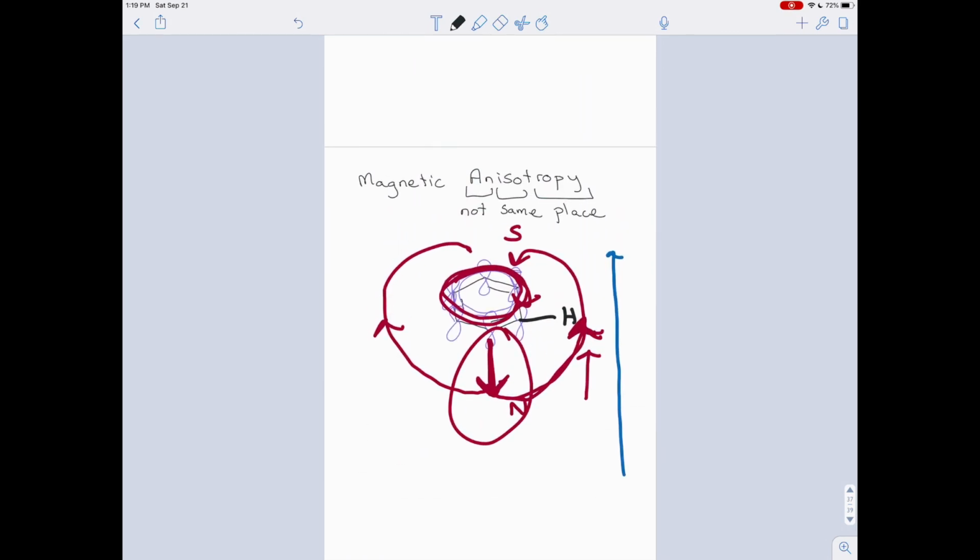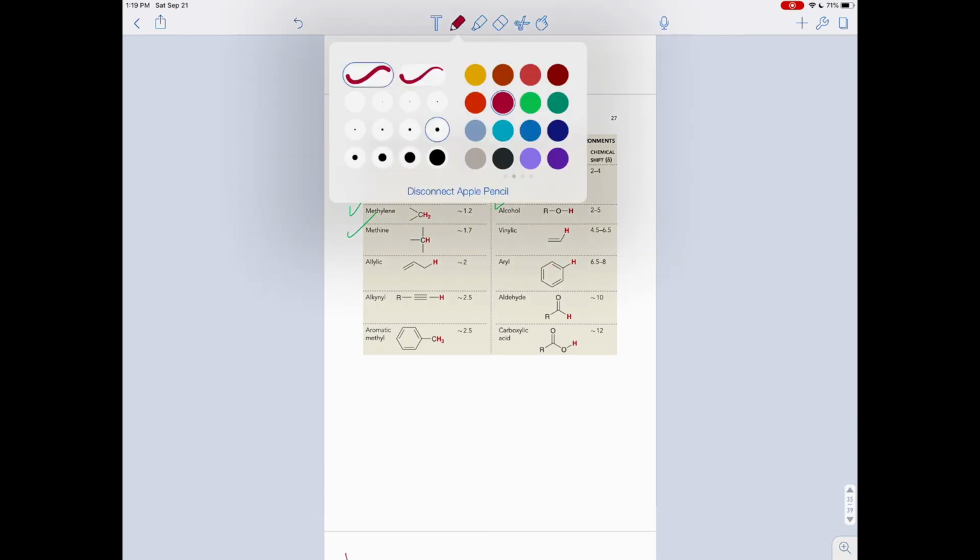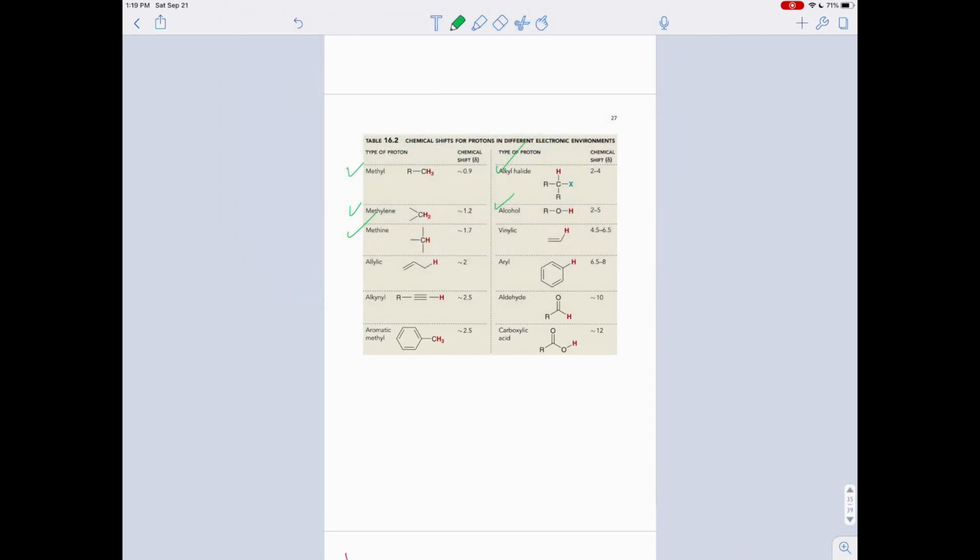So for the hydrogens that are on a benzene ring, if you look back here, those show up at very high deltas. You need a lot of energy to make those flip, because the magnetic field produced by the swirling electrons opposes the external magnetic field inside, but then adds to it outside because of that magnetic anisotropy. So that explains that high number for this aryl group.